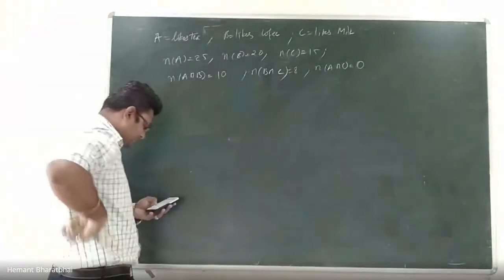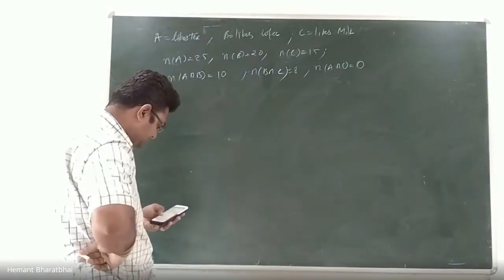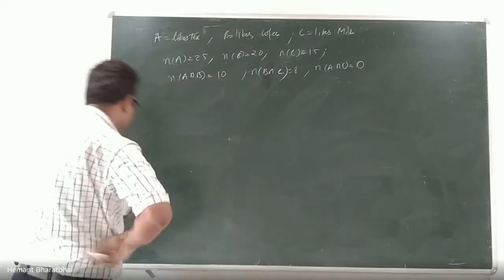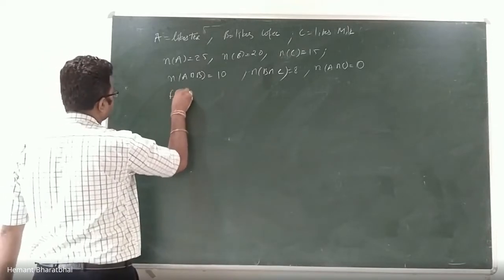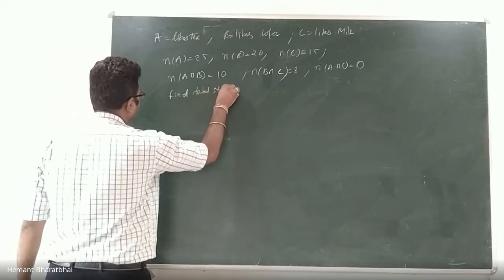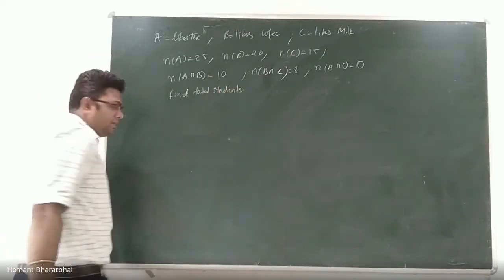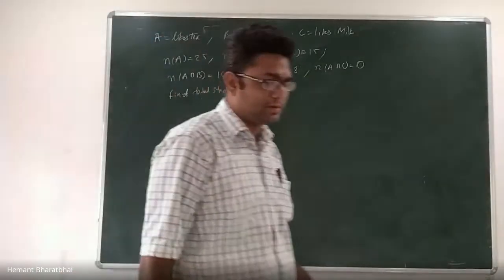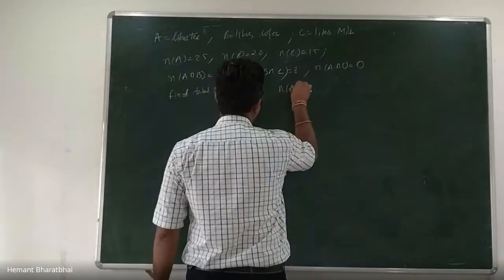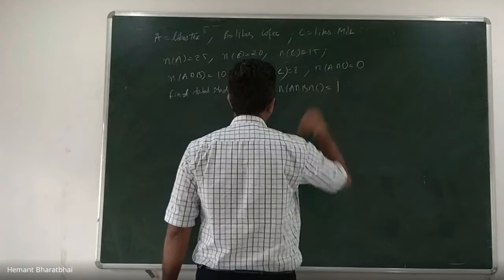That is A intersection C is 0. And everyone takes at least one beverage. Find the total number of students. So what should we find out in this? It is asking us to find the total number of students. And what is it saying? Everyone takes at least one beverage, which means A intersection B intersection C is 1.